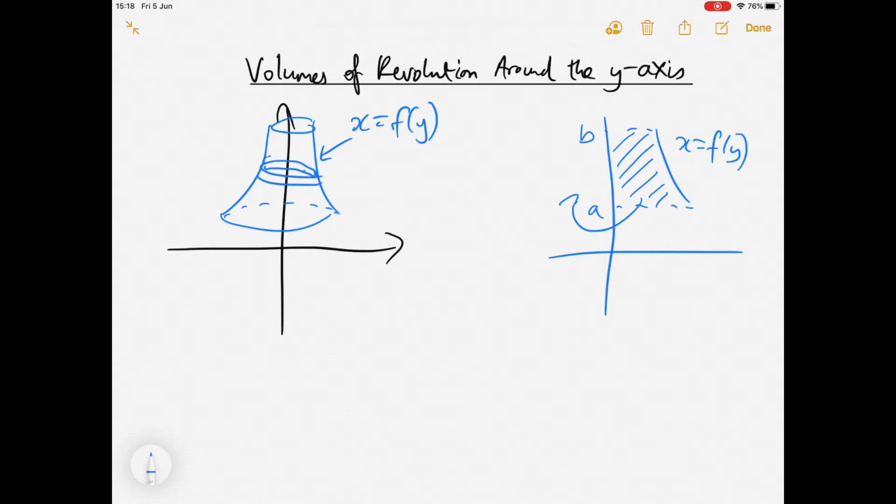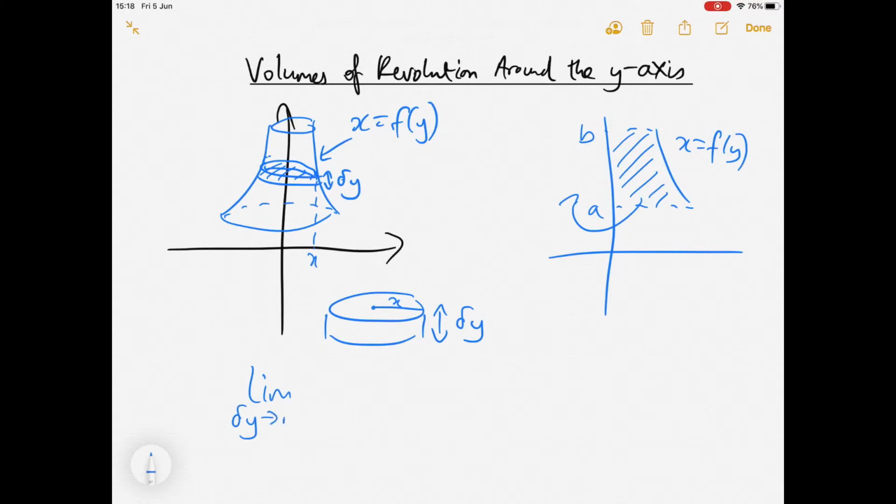We can consider these sort of discs. So we've got one here, and if I redraw it, of width delta y, we can approximate each of these by a cylinder of height delta y and radius x. So this value here is the x value. And then we want to take the limit as delta y goes to 0 of the sum from y equals a to b of the volumes of each of these cylinders. Each cylinder has a volume pi x squared delta y.